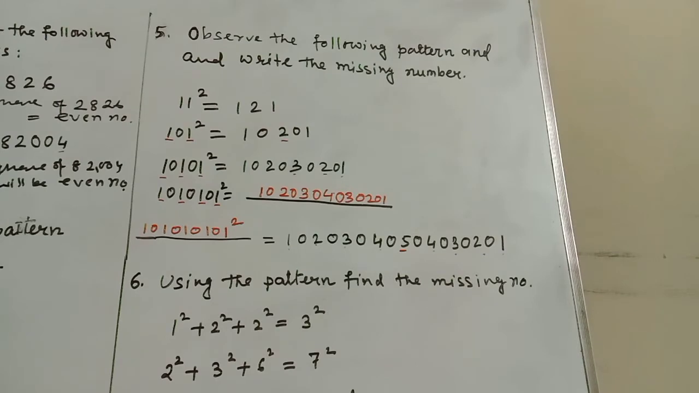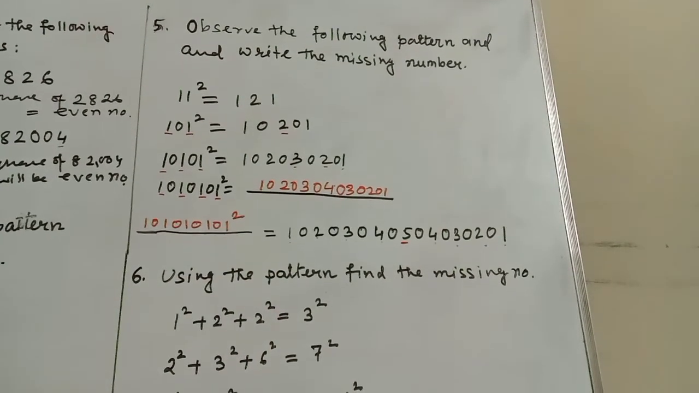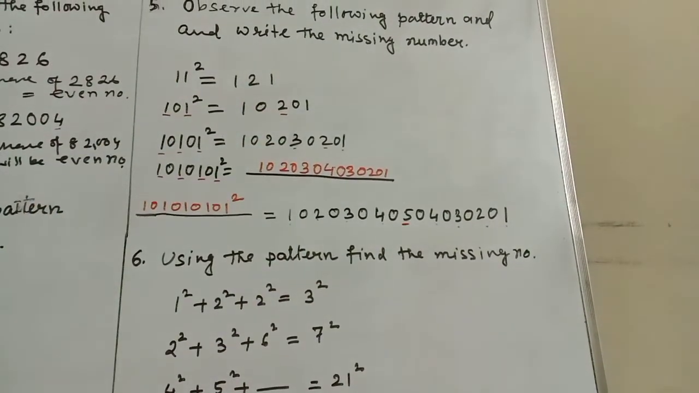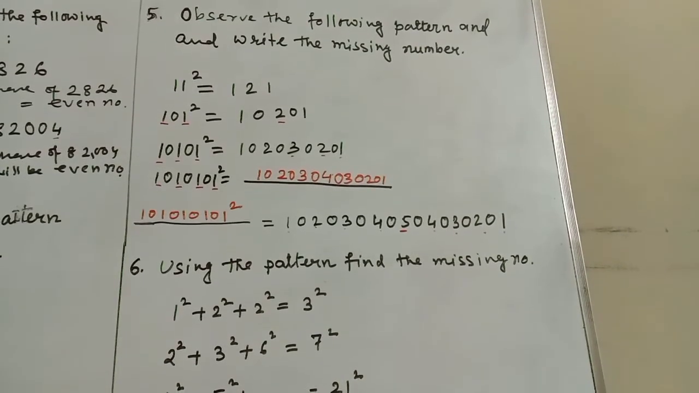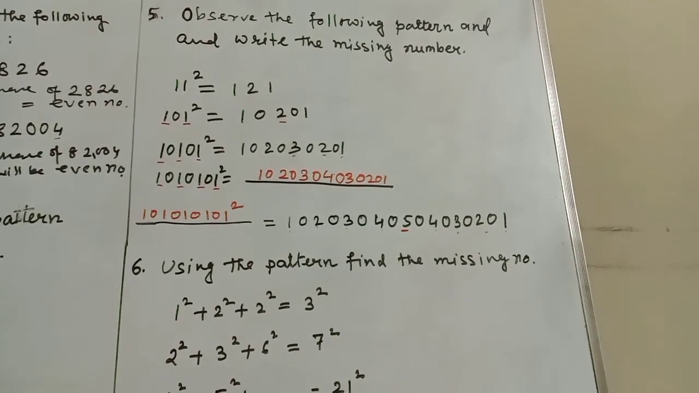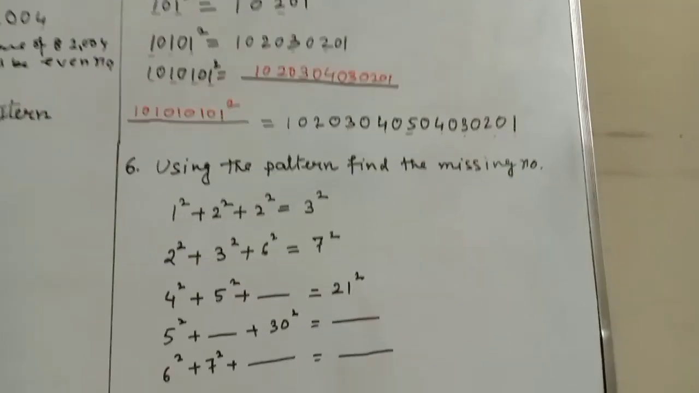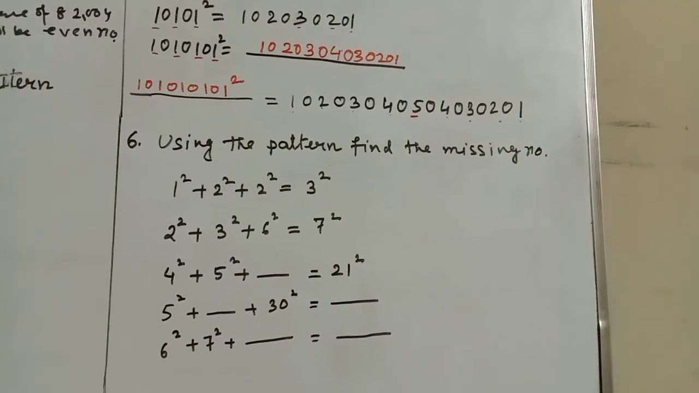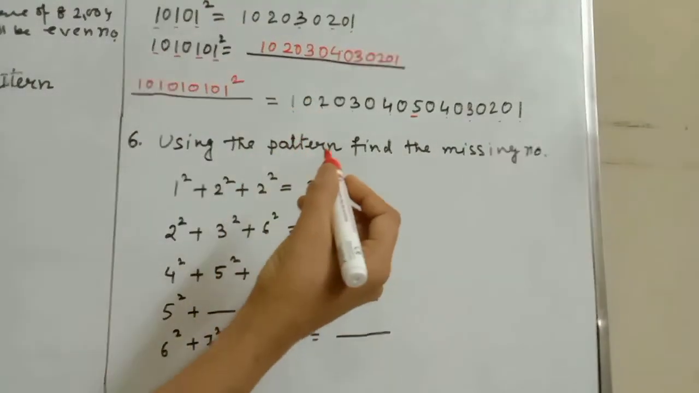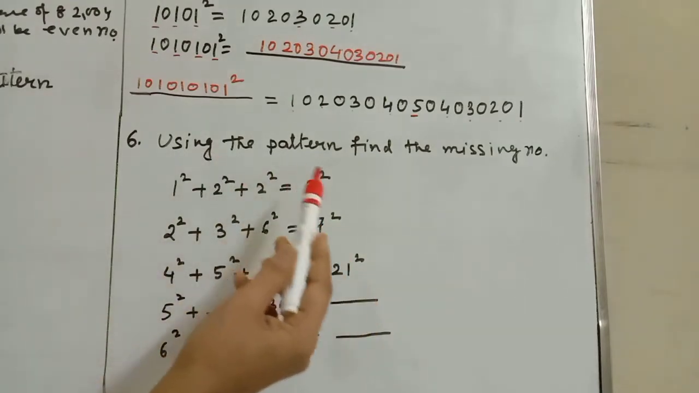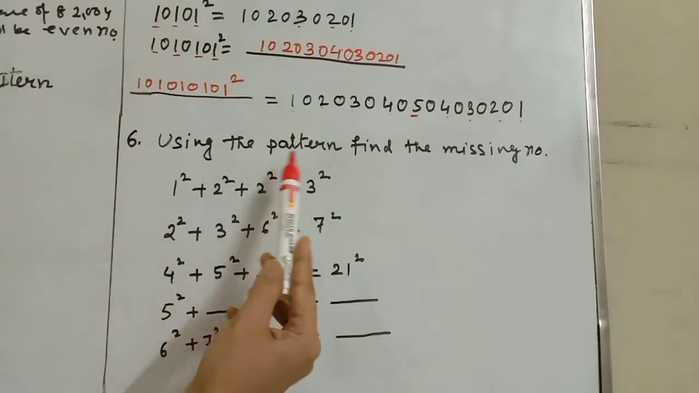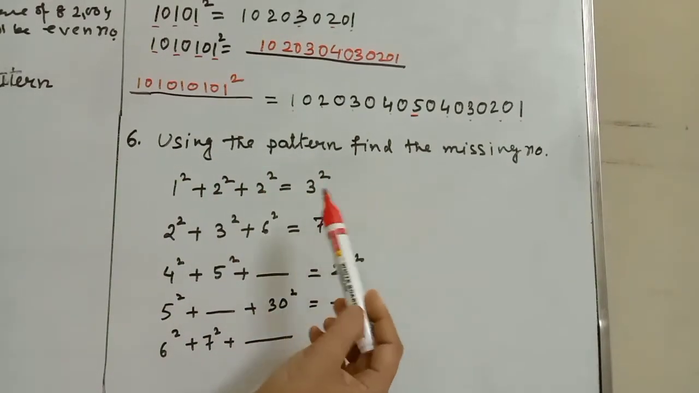Understood? These are the patterns. You have to observe them minutely and you have to verify also. If you want to verify, you can verify. Come to the next pattern. The next pattern is, same question: using the pattern, find the missing number.